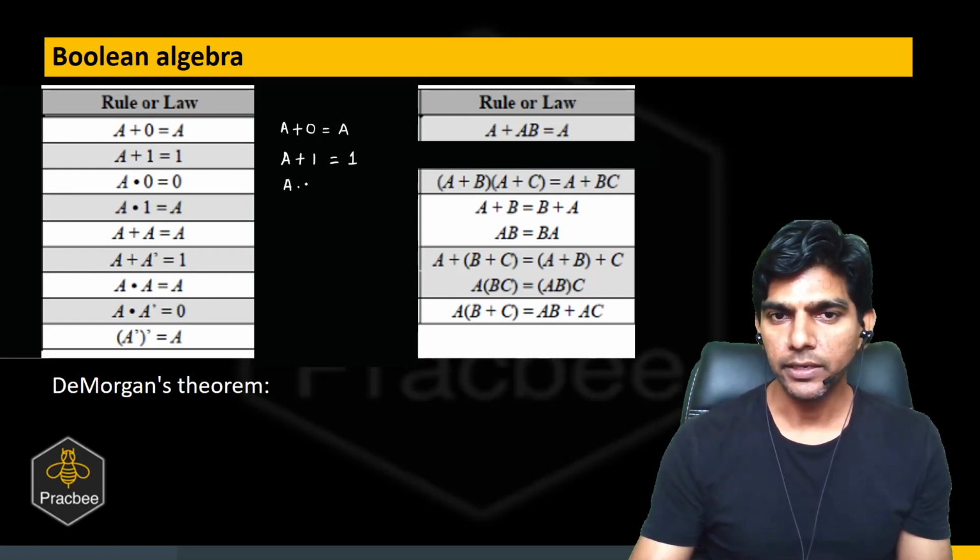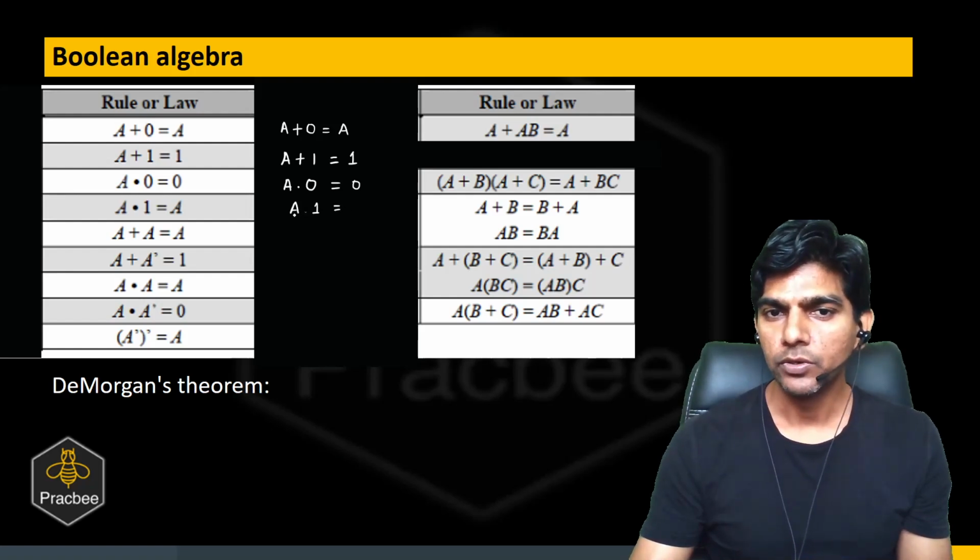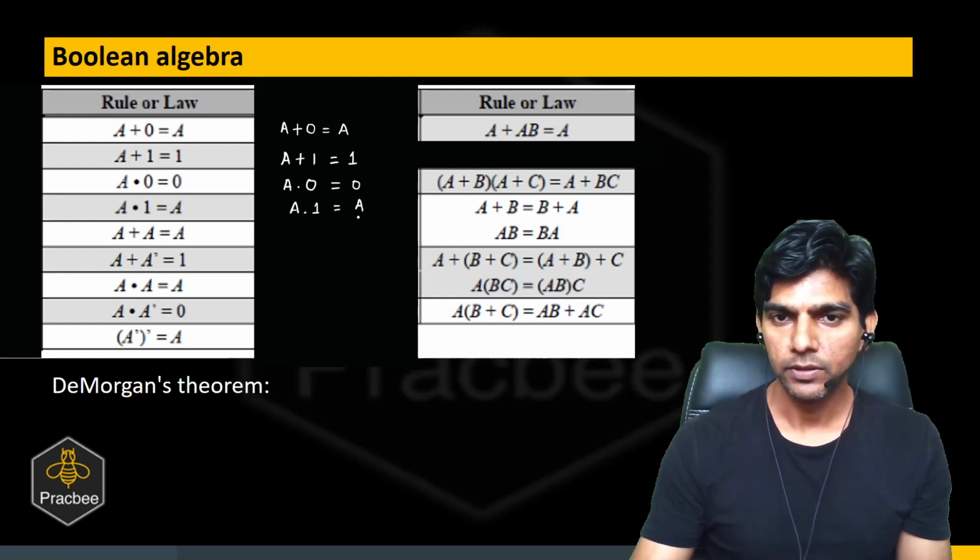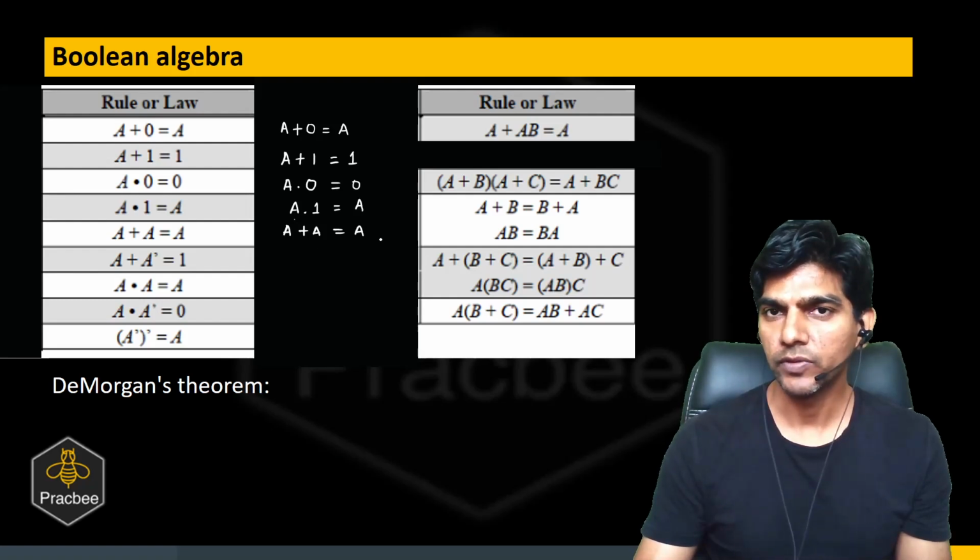If you multiply any signal with 0, you will get 0. If you multiply any signal with 1, it will depend upon the value of the signal A, right? A multiplied with 1 is A. If we add the same signal to itself, you will get the same signal only. A plus A is A.